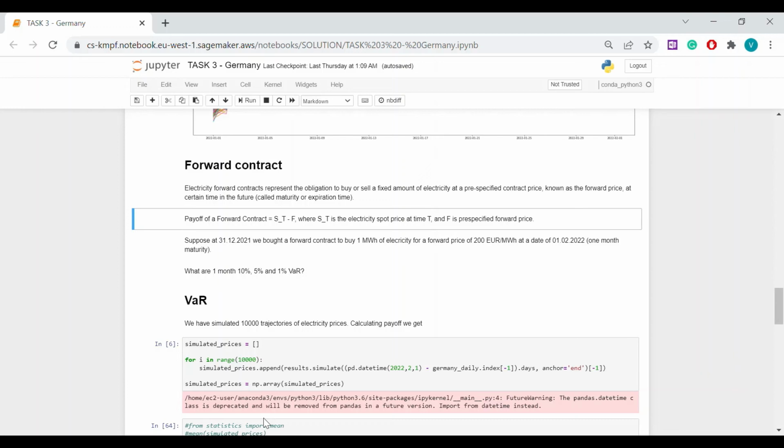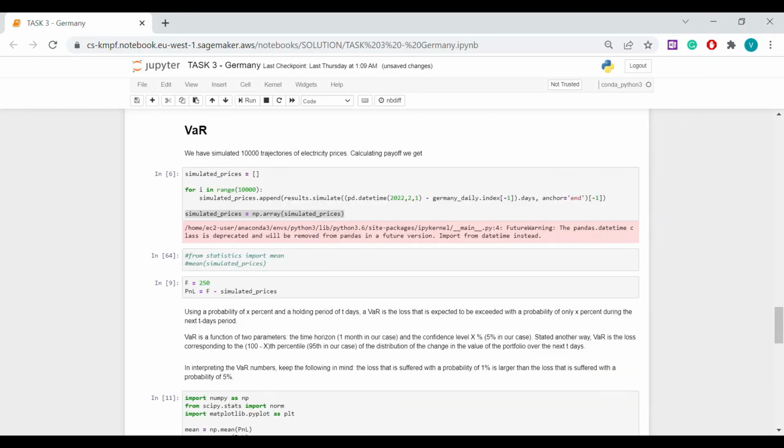In other words, when we want to know the 5% value at risk for a forward contract, it means that we want to find the 5% of the distribution of the profit and loss function from the right, or equivalently 95% of the distribution of the profit and loss function from the left. So our goal now is to build the probability distribution of the profit and loss function.